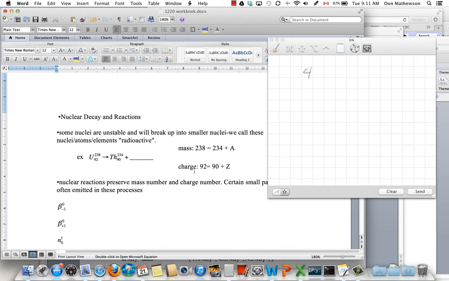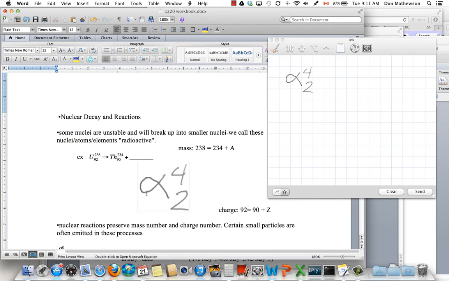Now, charge also has to be conserved. There's 92 positive charges here, 90 here. There's got to be another 2 charges there. So this missing particle here has to have mass number 4 and charge number 2. Now, that is a helium atom, but we are dealing with reactions between the nuclei, and a helium nucleus is also known as an alpha particle.